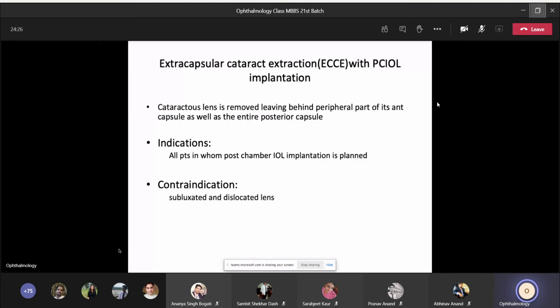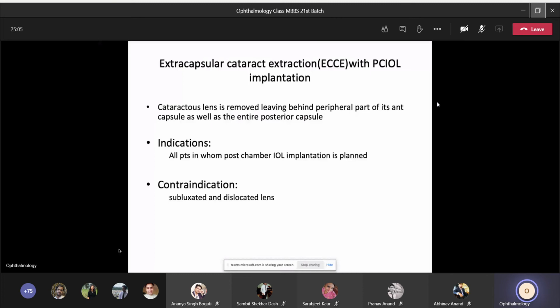So what we do in this technique is that we remove the cataractous lens, mainly the nucleus. All the cataract is removed, but we leave behind the peripheral part of the anterior capsule as well as the posterior capsule. If you remember the anatomy, the lens is enclosed by the capsule. So we make an opening in the anterior capsule, and through that opening we take out all the cataractous material. What is left behind is the peripheral part of the anterior capsule and the posterior capsule.